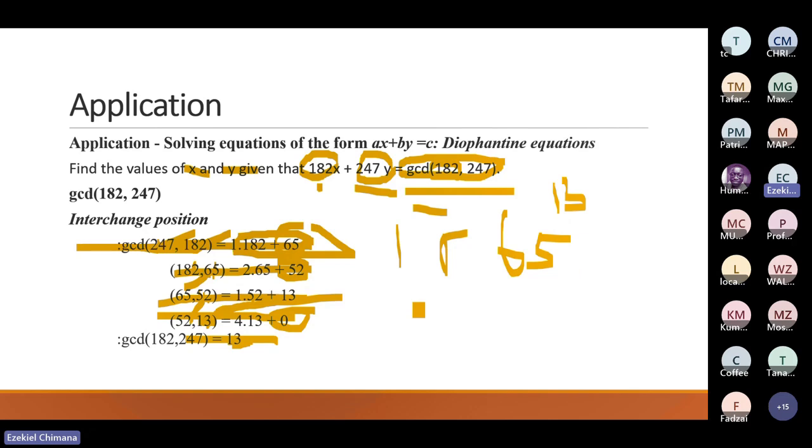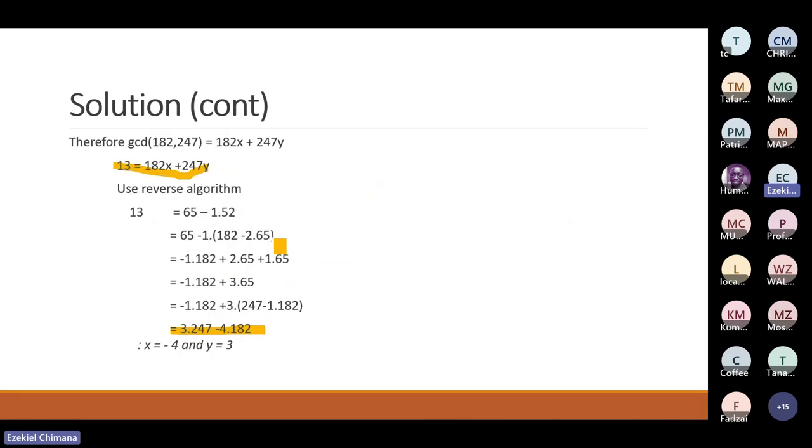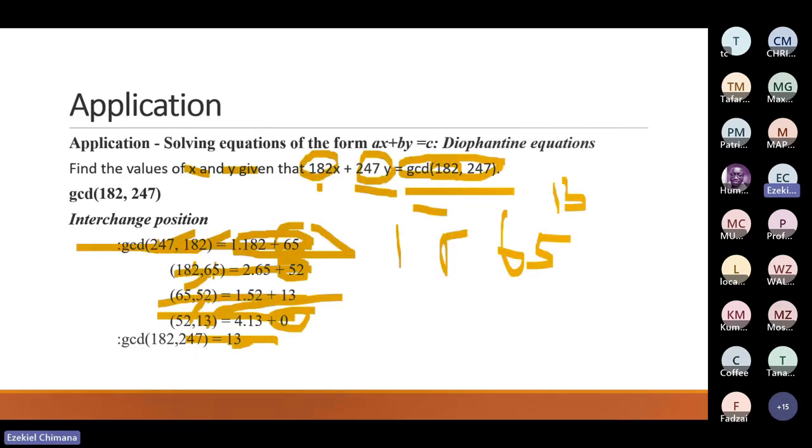We're getting 1, remainder 65. And you look at this one, we've got 65 minus 1 times 52.